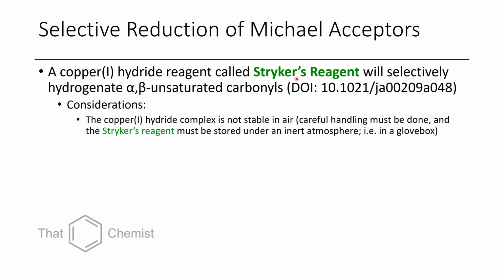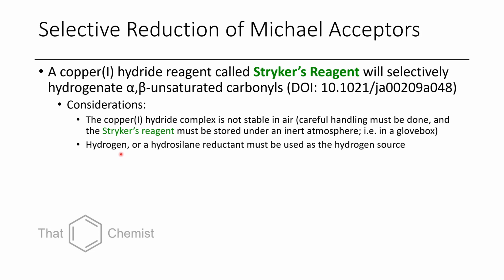And so Stryker's reagent is a hexamer, which just means that there's 6 triphenylphosphine copper hydride units per 1 mole of the reagent. Now, the disadvantage is it's not stable in air. If you use a different complex of copper 1 hydride, sometimes you'll get other reductions. So Stryker's reagent on its own is probably the most robust for this transformation. So you have to handle this very carefully and store it in a glove box. And if you don't, it'll usually decompose, in my experience, anecdotally.